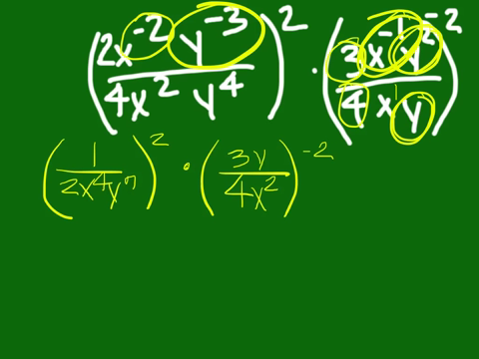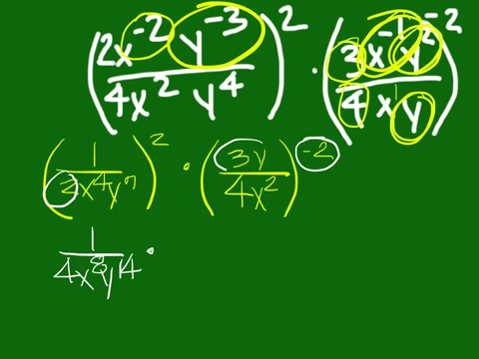From there, if you start back on the left expression and square, 1 squared is 1. 2 squared on the bottom is 4. And then x to the 4th to the 2nd is x to the 8th, and y to the 7th to the 2nd is y to the 14th. And then on the other one, we have to flip because it's negative.